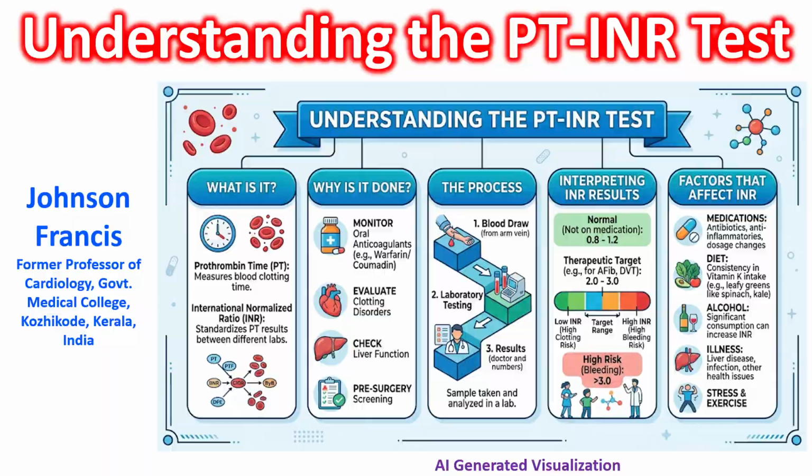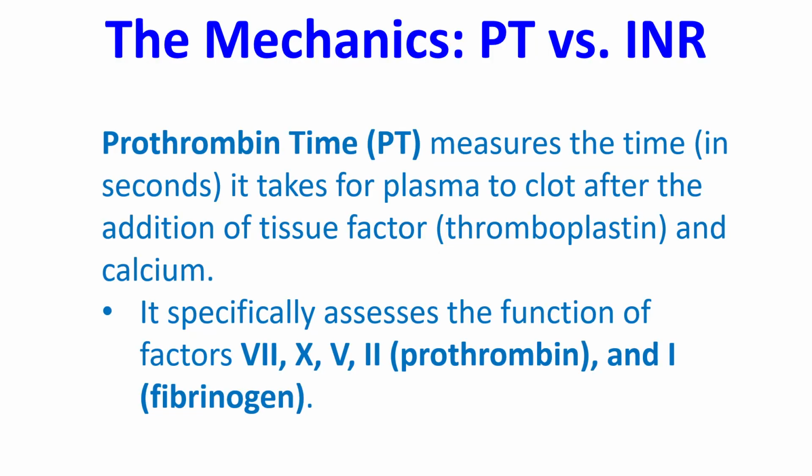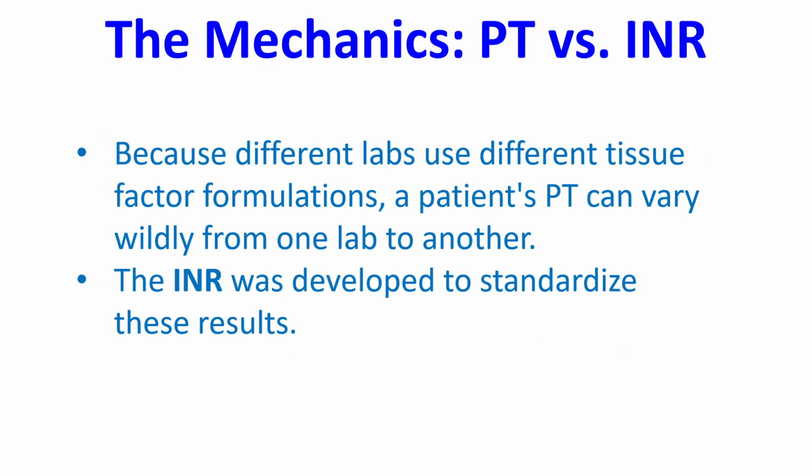Here is a breakdown of the clinical mechanics, target ranges, and practical pearls for managing patients on vitamin K antagonists like warfarin. Prothrombin time measures the time in seconds it takes for plasma to clot after the addition of tissue factor, thromboplastin, and calcium. It specifically assesses the function of factors 7, 10, 5, 2, that is prothrombin, and 1, fibrinogen. Because different labs use different tissue factor formulations, a patient's PT can vary wildly from one lab to another. The INR was developed to standardize these results.